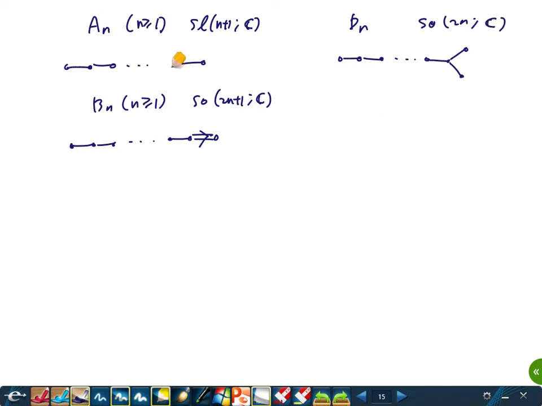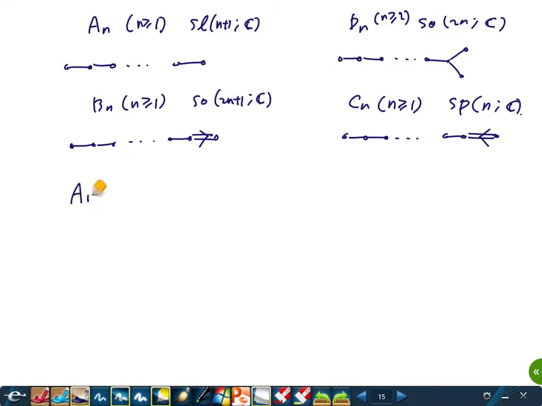And n is always the number of dots, number of vertices, because that's the rank. Here n must be greater than or equal to 2. N is greater than or equal to 1. This is almost the same as Bn, but the opposite direction, like that. And this SP and C. And notice that these A, B, C, they are defined for every integer n greater than or equal to 1. But we don't have to consider all of them because A1 is B1 is C1, right?